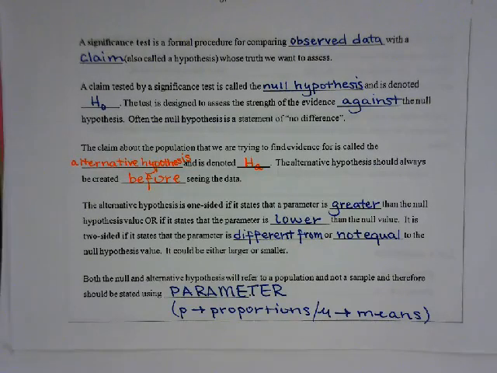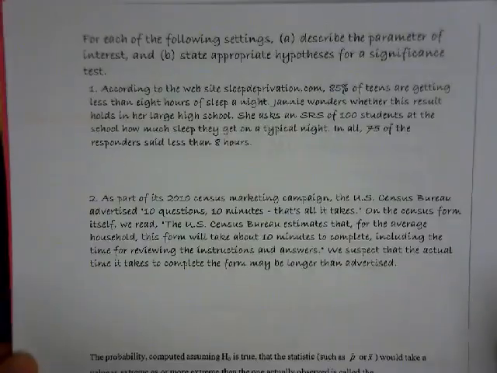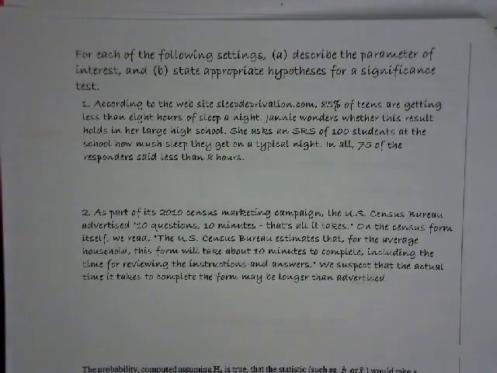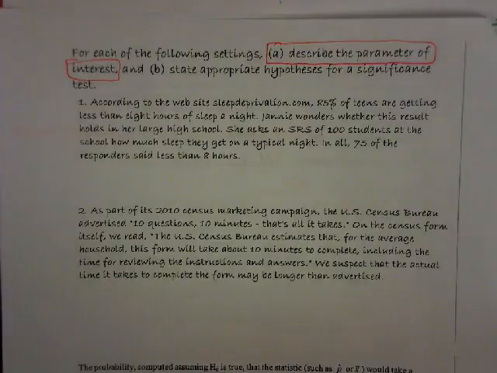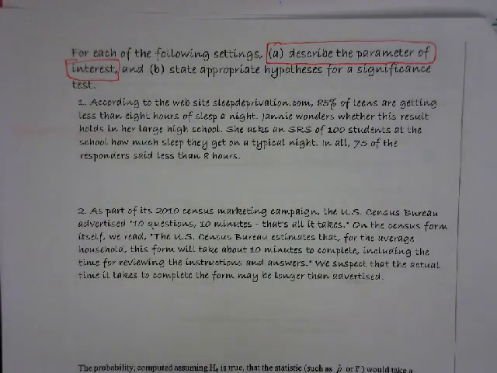Can I flip? All right, so some example questions of what you'll see in your homework. For each of the following settings, A, describe the parameter of interest. And then B, state appropriate hypotheses for a significance test.